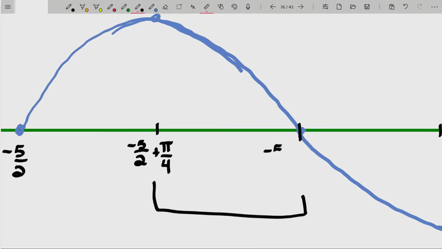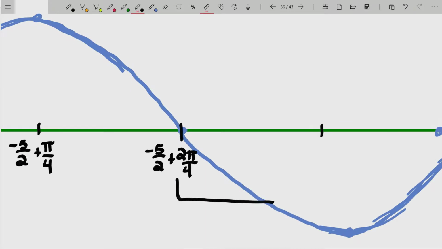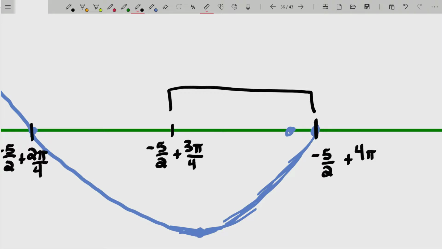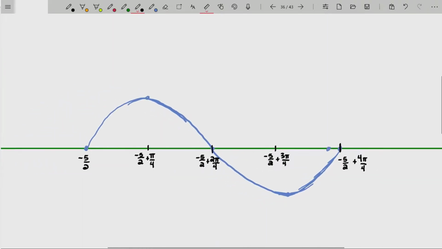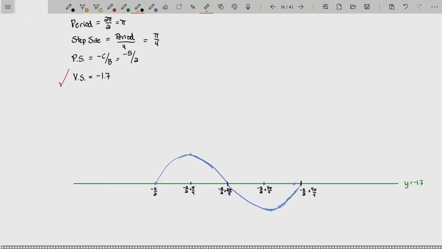So you're at -5/2 plus 2 of those pi/4s. Yep, just that easy. Step by another pi/4. So you're at -5/2 plus 3 of those pi/4s. Step by another size of pi/4, and now you're at -5/2 plus 4 pi/4. And that's it. That's how you label your key points if you have weird numbers that can't add nicely.